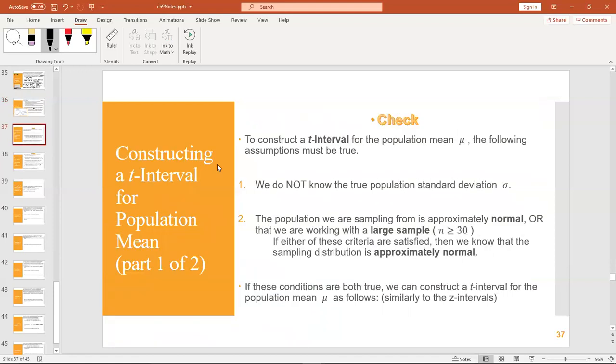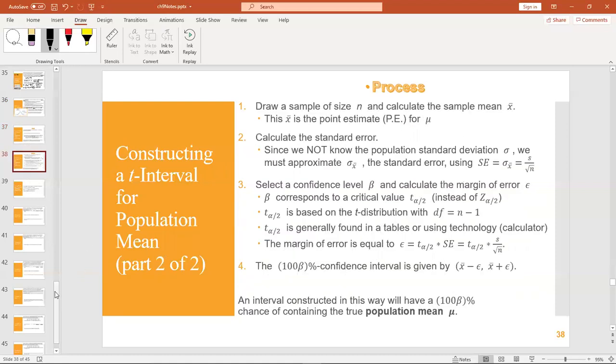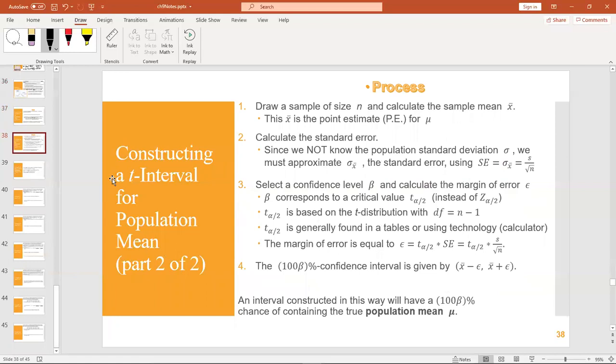To construct a t interval, you don't know the true population standard deviation. You either know that it's normal or we're working with a large sample, greater than 30. If either of those is true, we can say it's approximately normal. If these are both true, we can construct a t interval for the population mean as follows. It's very similar to the z interval process. You draw a sample of size n and calculate the sample mean x bar. Then you calculate the standard error.